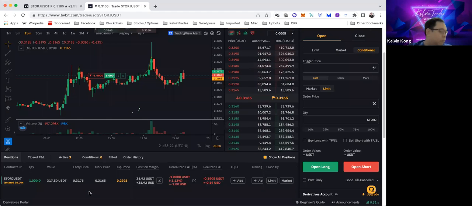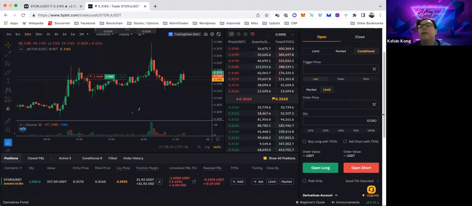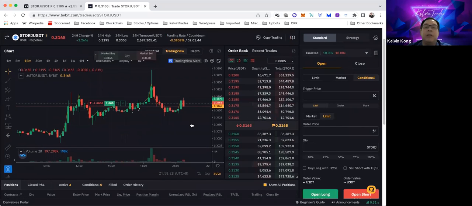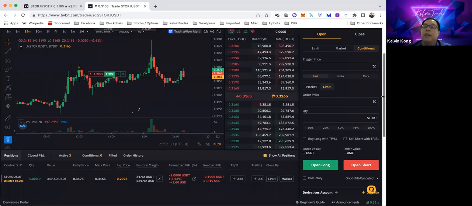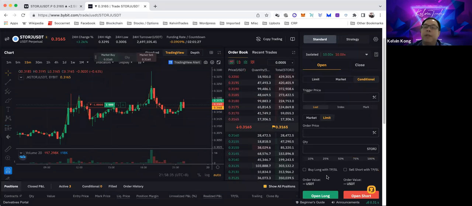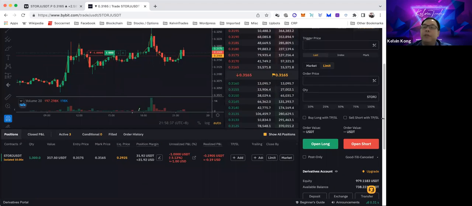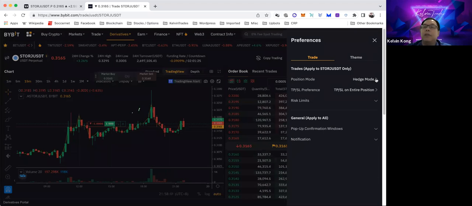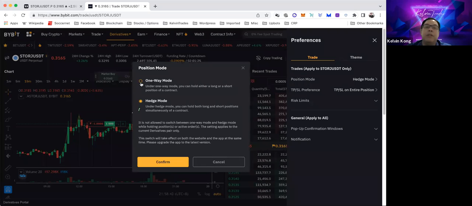All right. So how to set a conditional order? Very simple. Just click conditional. This is a long, right? So make sure it's a short. Later you click short. You don't go and click another open. When you use a conditional order, remember, make sure this is a one-way mode.